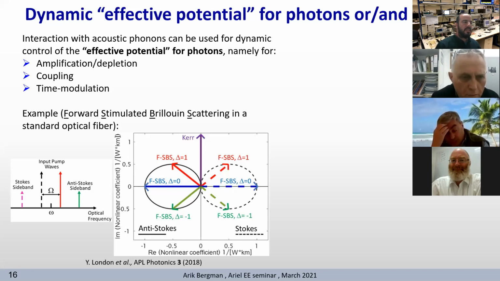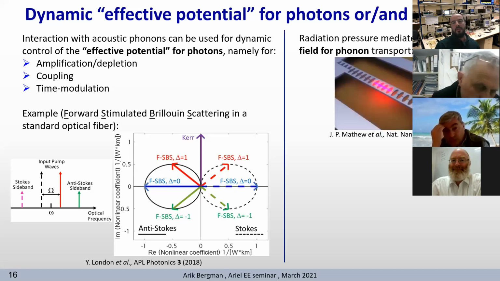What this graph shows is that by controlling the detuning between the pumps, the real and imaginary parts of the nonlinear coefficient can be modified. Photons and phonons can switch roles. In this example, the optically induced radiation pressure served as a synthetic gauge for phonons in coupled optomechanical crystal cavities.